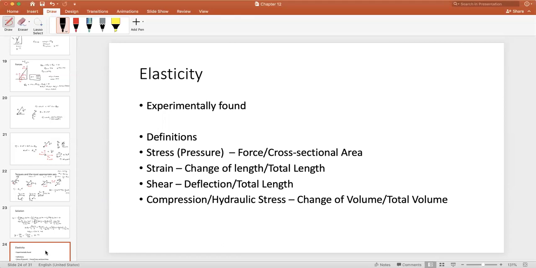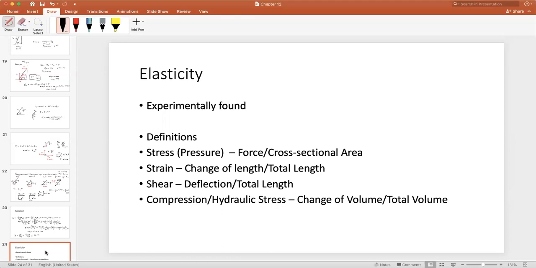Strain is the change of length over the total length. So imagine you have a 4-meter long shoelace and you pull it super hard and it becomes a 4.1 meter long shoelace. That would be the strain. The strain would be the change of length, the 0.1, over the 4 meters. We'll talk about that more later.